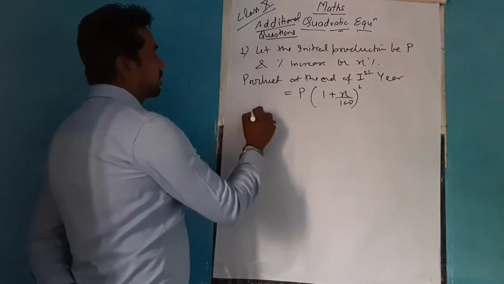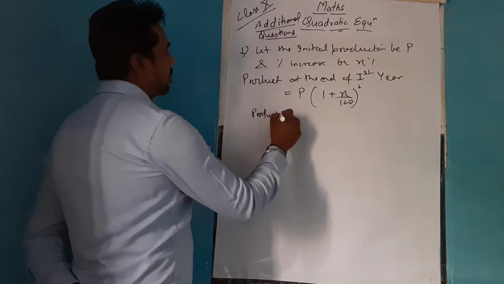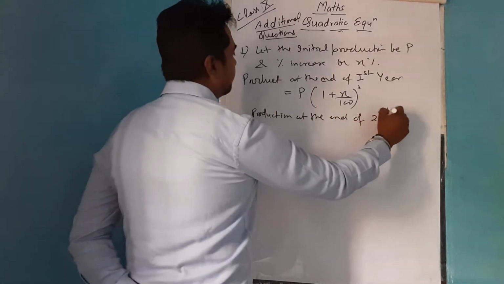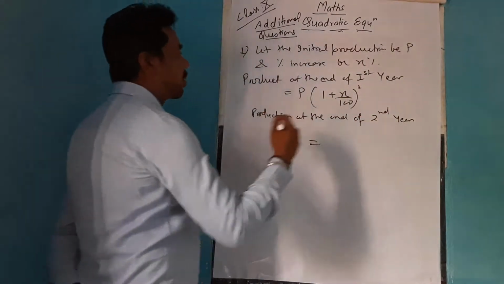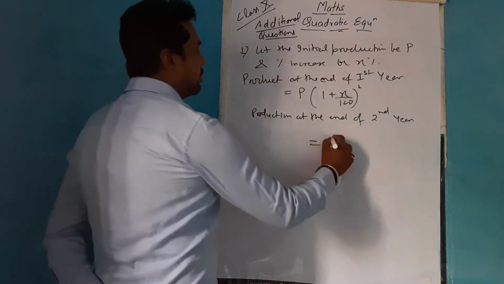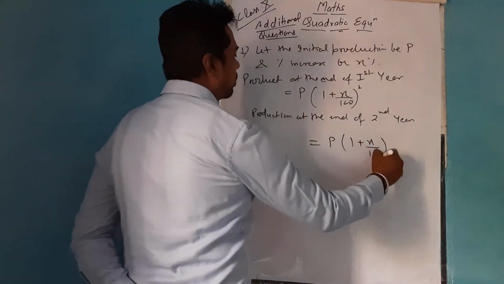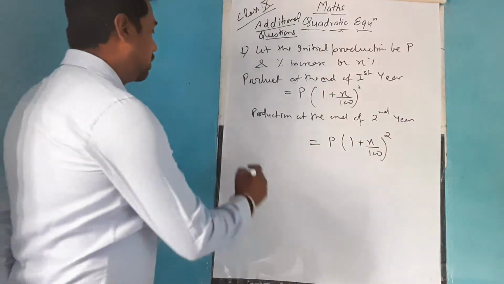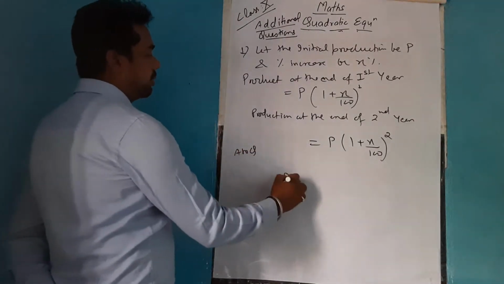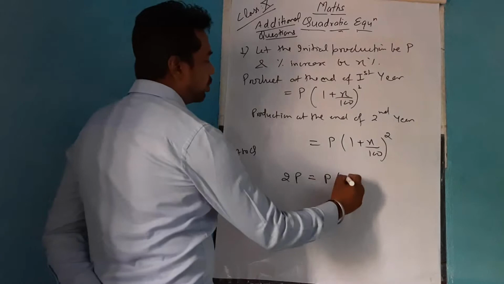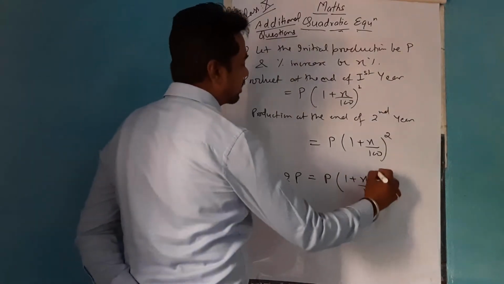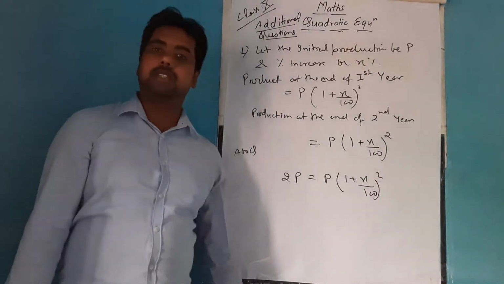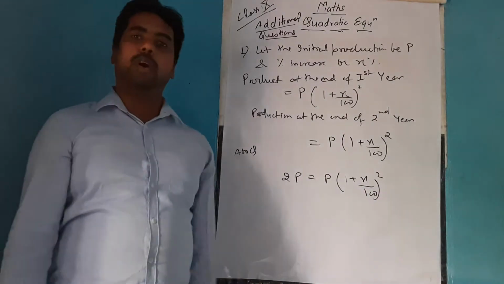And similarly, the production at the end of the second year. So you will take the grown production after 2 years. That will be P(1 + X/100) to the power 2. Now it is given that the production doubles in the last 2 years. So according to the question, it becomes 2P at the end of 2 years. That becomes P(1 + X/100)^2 equals 2P, as the production doubles in the last 2 years. So this will be your required equation.